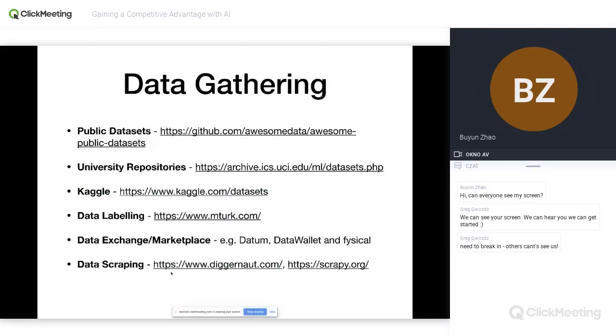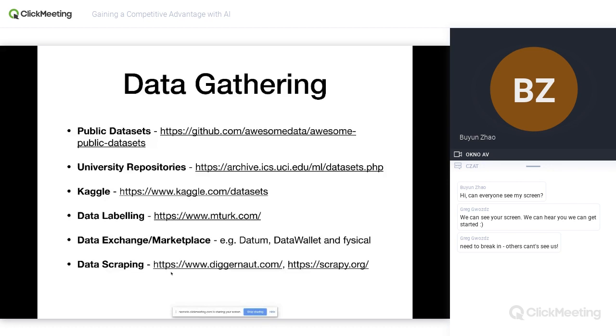Finally, I think the best way to get started in AI is just to play around with the data. And there's a bunch of great resources out there, and I encourage everyone to check it out. There are public data sets on GitHub. It's got an amazing list. UC Irvine also has a really, really good one as well. If you have a bunch of data that you want annotated, I recommend Mechanical Turk.